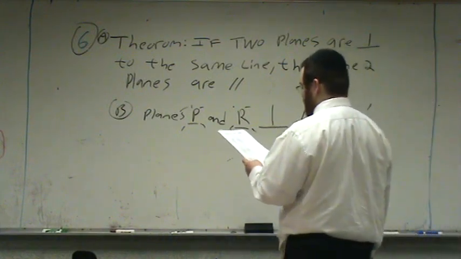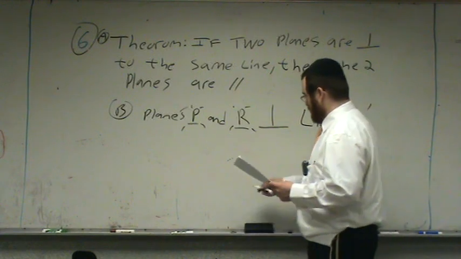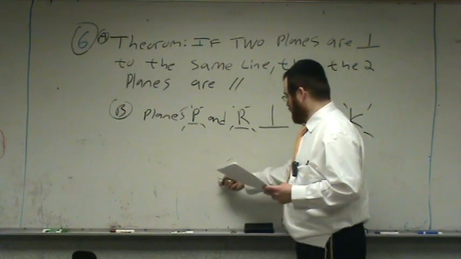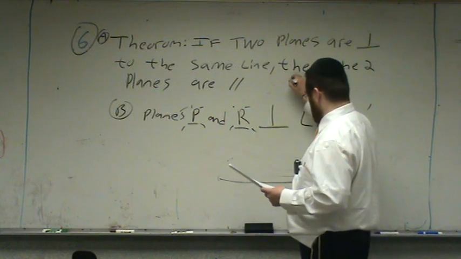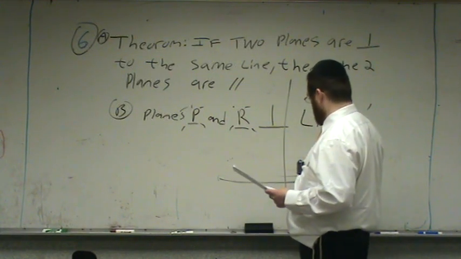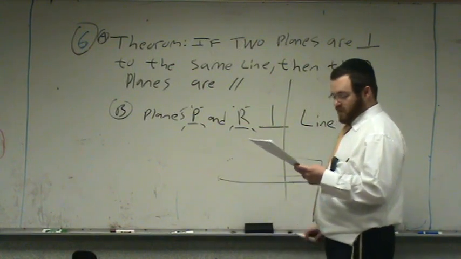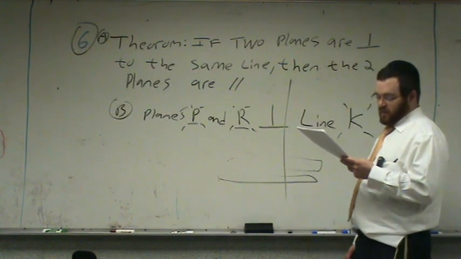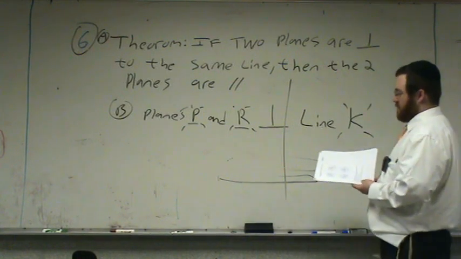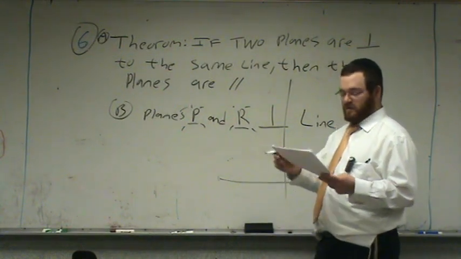Answer 2 is the right answer. Planes P and R are parallel because these are the two planes. Right, here's a plane over here. Here's another plane. And there's a line that's perpendicular to both of them. So therefore, these two planes are parallel to each other. So answer 2 is correct. Answer 3, planes P and R are perpendicular. They can't be perpendicular because they are both perpendicular to the same line. So they have to be parallel.